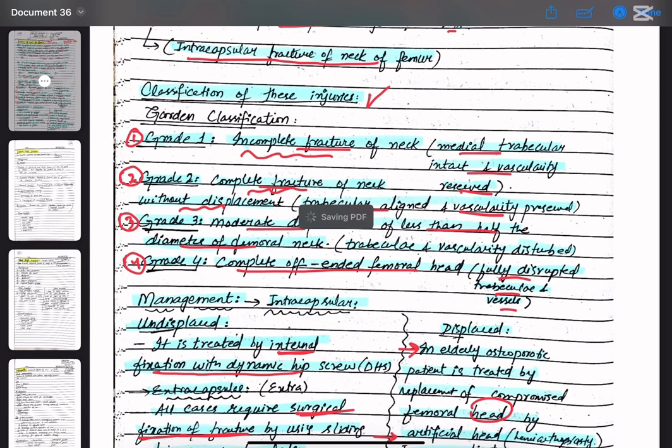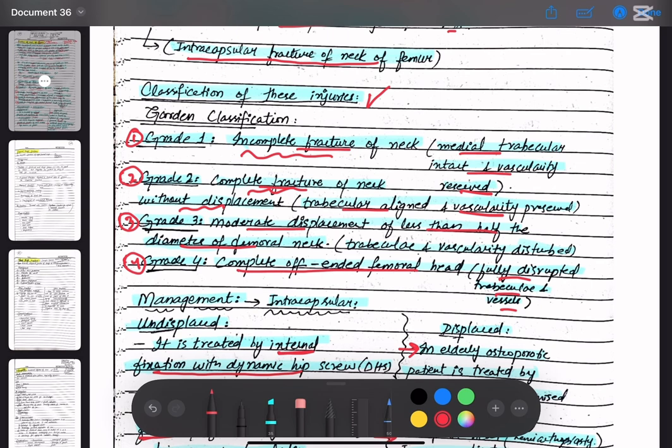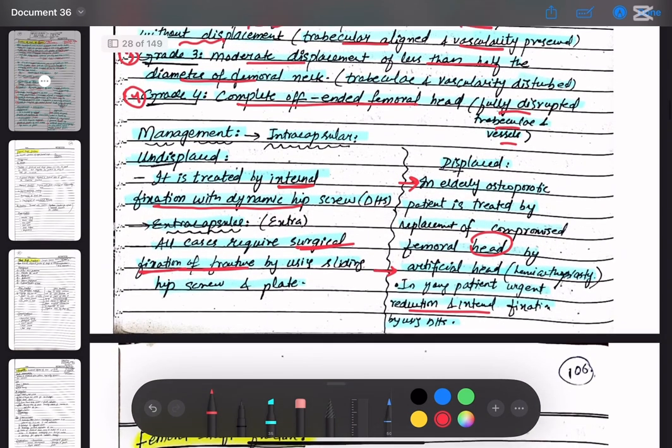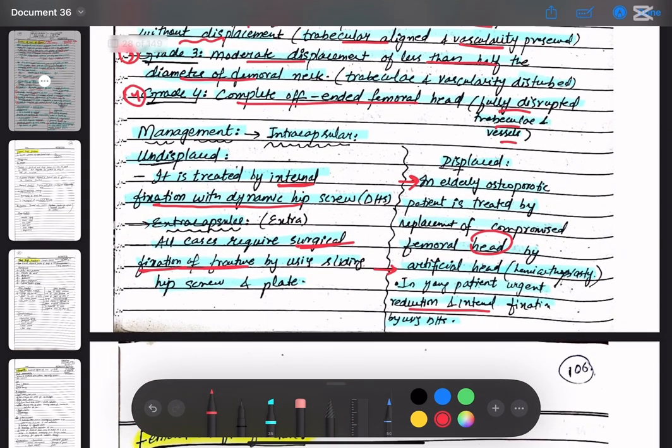Then we will provide the management options. Management is provided according to the grade, and it should be remembered that surgical treatment is required in all cases of fractures of the femur. If it is undisplaced, then it is treated by internal fixation with dynamic hip screws. If it is displaced, then in an elderly patient, the head of the femur is replaced. If it is a young patient, then reduction and internal fixation is done. And in extracapsular fractures, all cases require surgical fixation of the fracture using a sliding hip screw and plate.